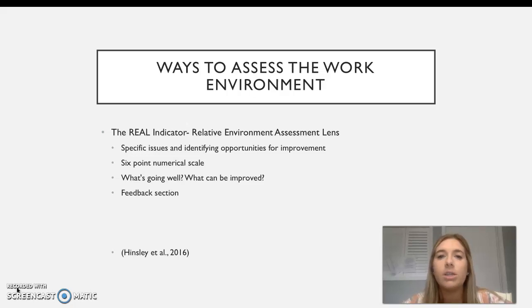This is a 6-point numerical scale that is associated with visual images, kind of like the face pain scale. It has a feedback section which allows the staff to put their input on specific challenges and solutions for a positive work experience. This assessment tool is a valuable means to understand the impact of the environment, identify opportunities for improvement, and to recognize the importance of teamwork and interdisciplinary collaboration to support excellence in the clinical delivery of care.